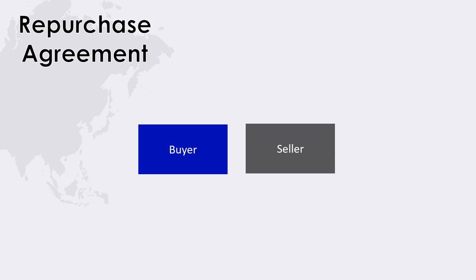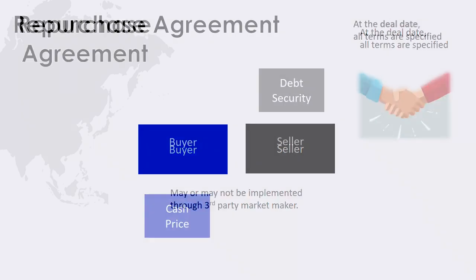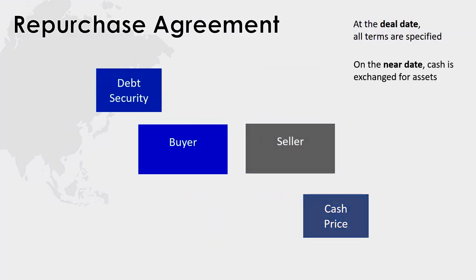A repo is a financial contract that is a functional equivalent to short-term lending. The repo may or may not be implemented through a third-party market maker, but has the same basic form regardless. The simple repo has three important dates. At the immediate deal date, all terms are specified, including the price and size of the purchase agreement, along with the date of repurchase. On the near date, cash is transferred to the account of the seller, while short-term bonds are sold to the buyer.